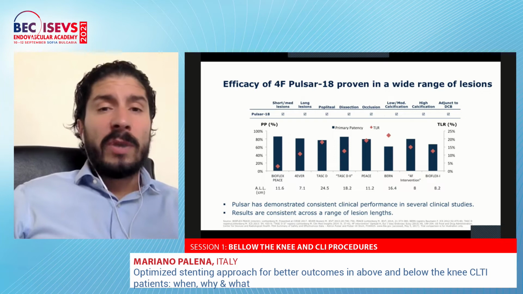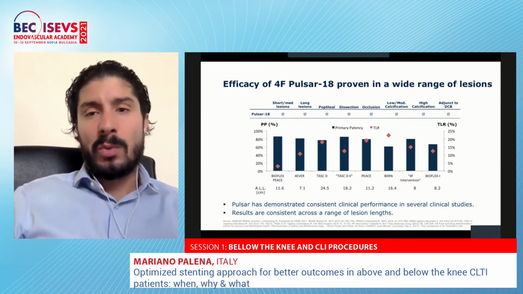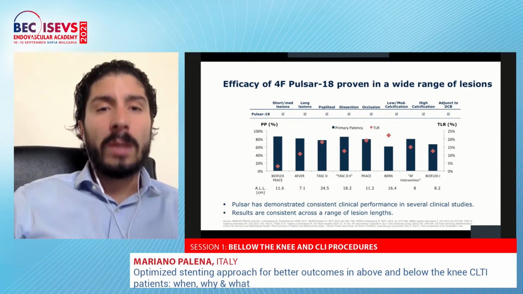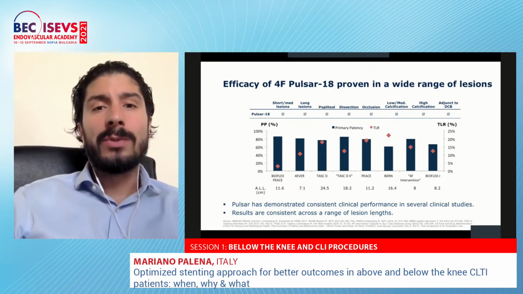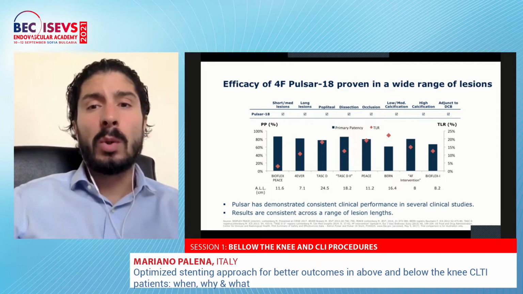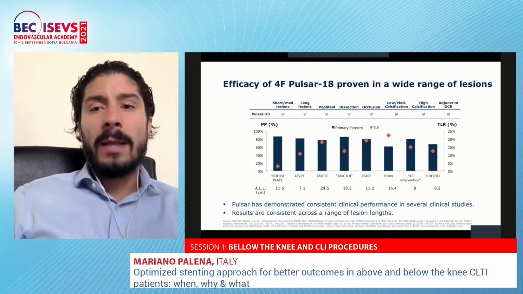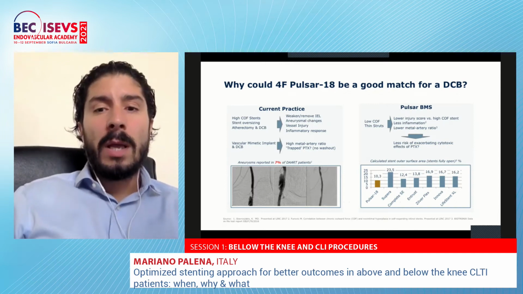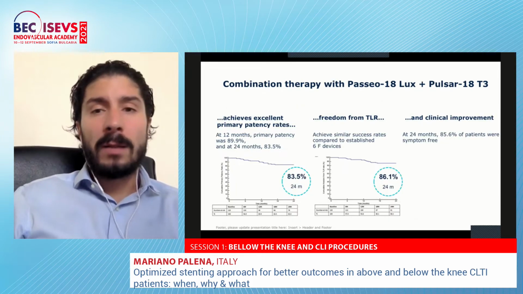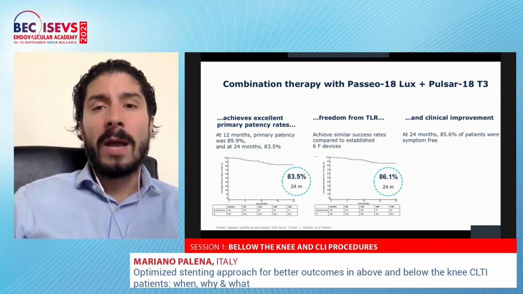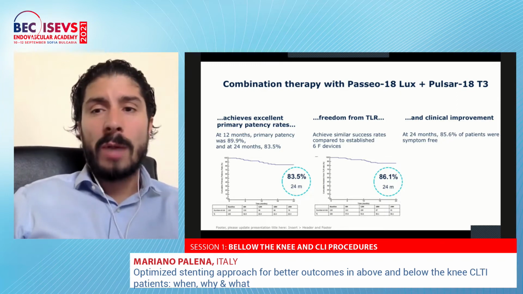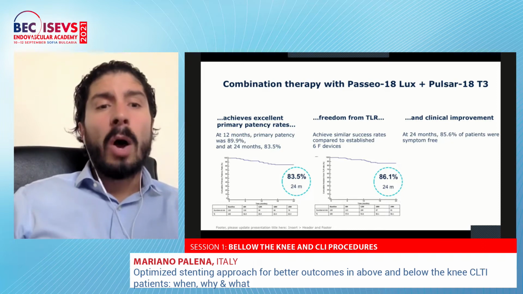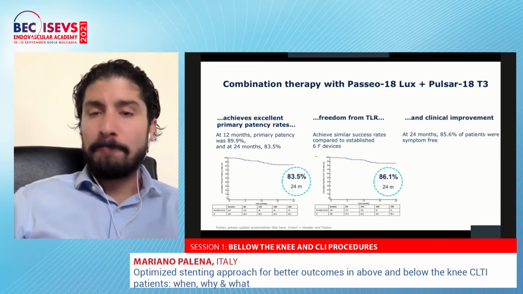The efficacy of the 4 French Pulsar is proven in a wide range of lesions, because we know that this stent performs pretty well in short or medial lesions, as well as in long lesions, in the popliteal artery, in dissections, in occlusions, in calcified lesions, and it performs pretty well in combination with the DCB. In fact, we have a good match for DCB, and we have some interesting data that we can see here now on the combination of Vasc Alert and the Pulsar 18T3, with a very nice result at 1 year in terms of primary patency and freedom from TLR.